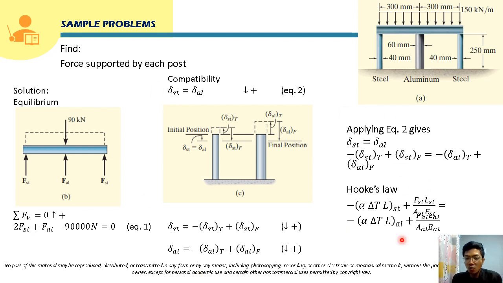Okay, and then equal to, the next one is negative delta AL due to the change in temperature. That will just be alpha times change in T times L, plus, due to the applied load here, the reaction force here, that will be PL over AE as well. Okay, so let's continue this, class.